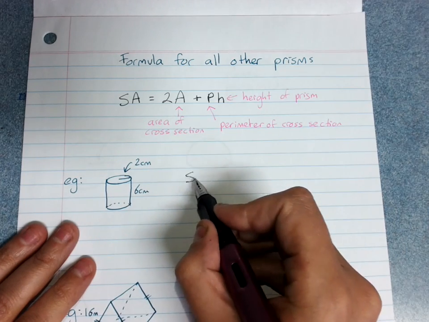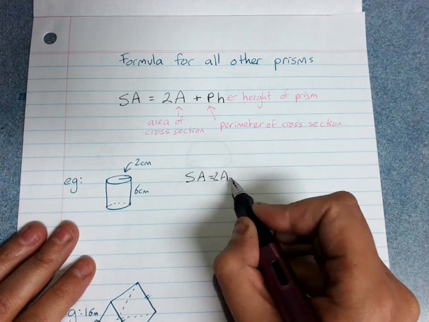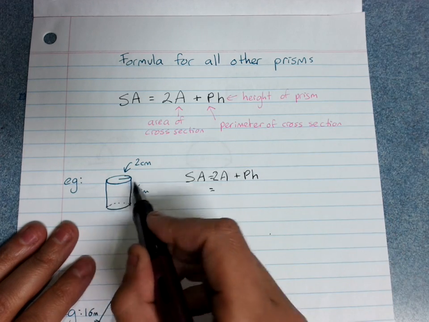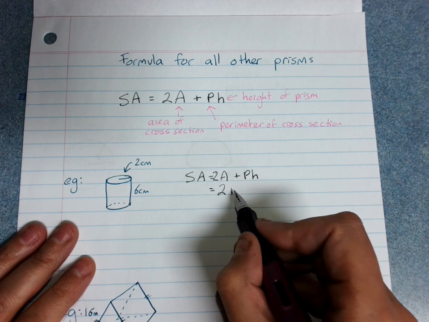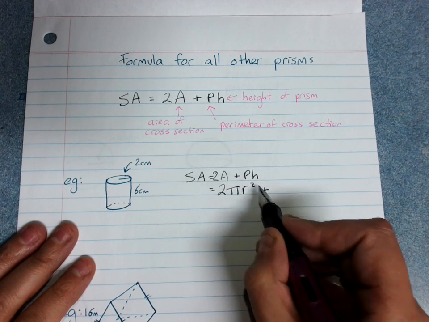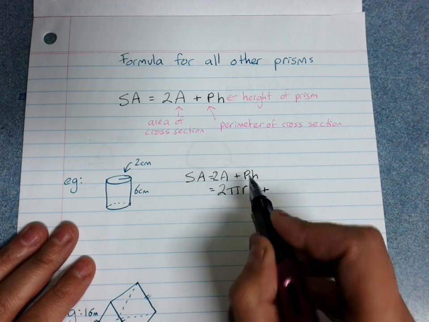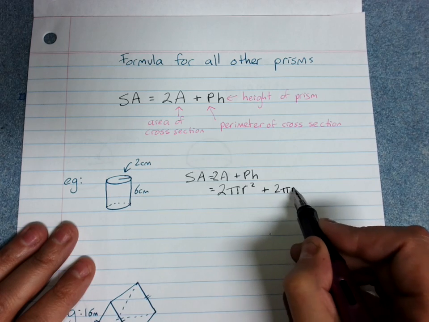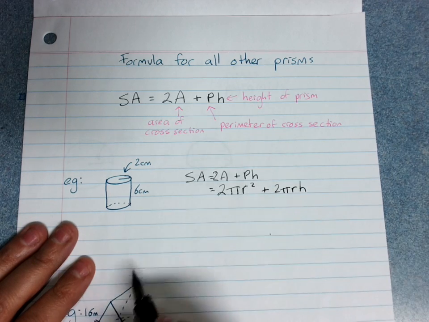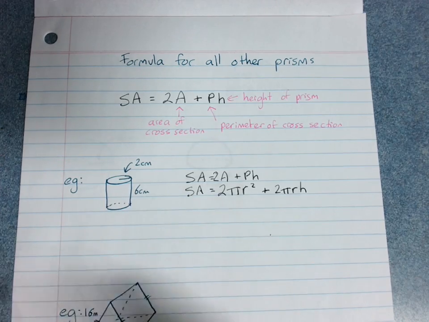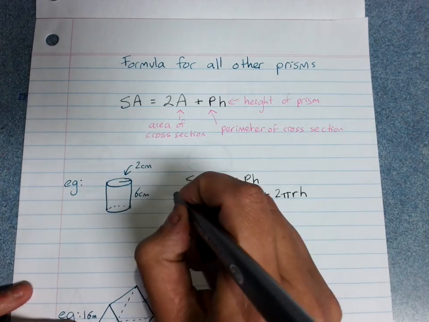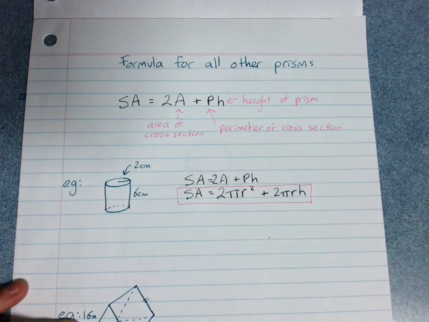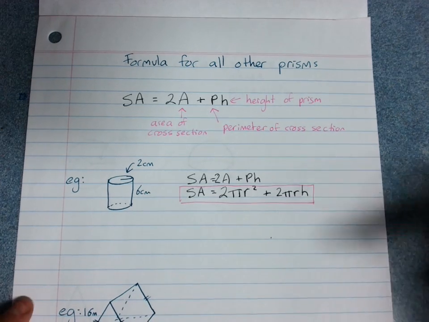it works. If surface area is 2 times the area plus the perimeter times the height, then the area formula for a circle is pi r squared, so this will be 2 pi r squared, plus the perimeter of a circle is 2 pi r. That's the perimeter of a circle, and then I need to multiply it by the height. So you can actually just use this formula for the surface area of a cylinder, but it comes from that formula.